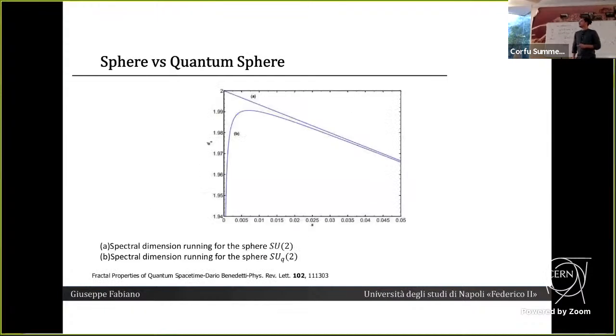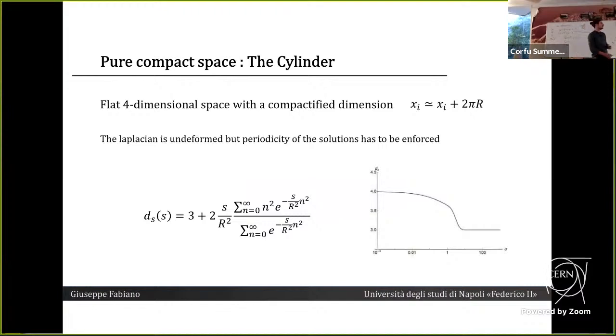So now that we have reviewed the sphere and the quantum sphere, what we wanted to do was to try to disentangle the role of compactness and of curvature when considering these manifolds, and see how these characteristics play their role in the running of the dimension. First, I will present the cylinder, which is a flat 3+1 cylinder, a flat 4-dimensional space with a compactified dimension, which means that one of the coordinates is equivalent to the coordinate itself plus 2 pi r, where r is the radius of compactness.